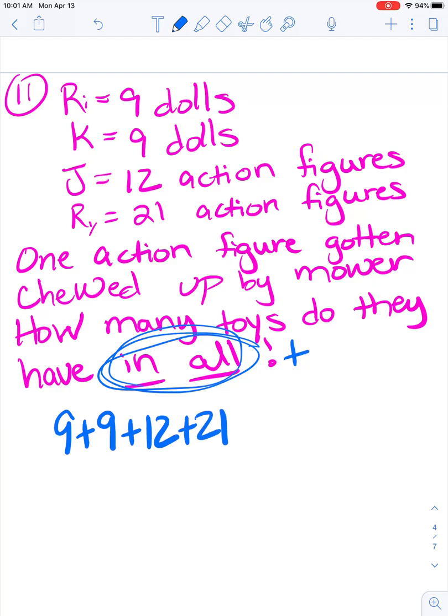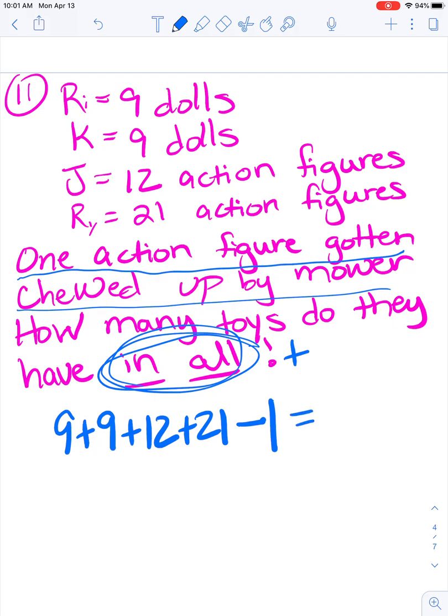But what happened? There was something wrong. One of the action figures got chewed up by a lawnmower. So we have to take away one of them. Now, if I'm using PEMDAS, remember, please excuse my dear Aunt Sally, stands for parentheses, exponents, multiply, divide, add, and subtract. Well, when you have addition and subtraction in one equation, you just go from left to right, okay? So my variable is going to be T for toys.